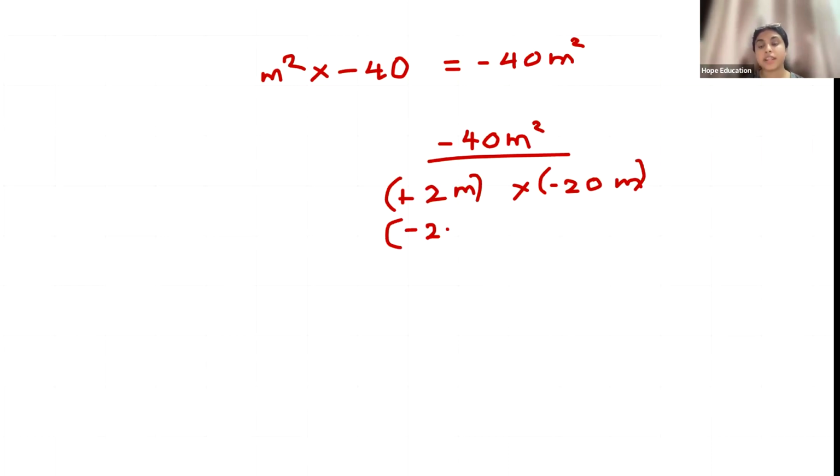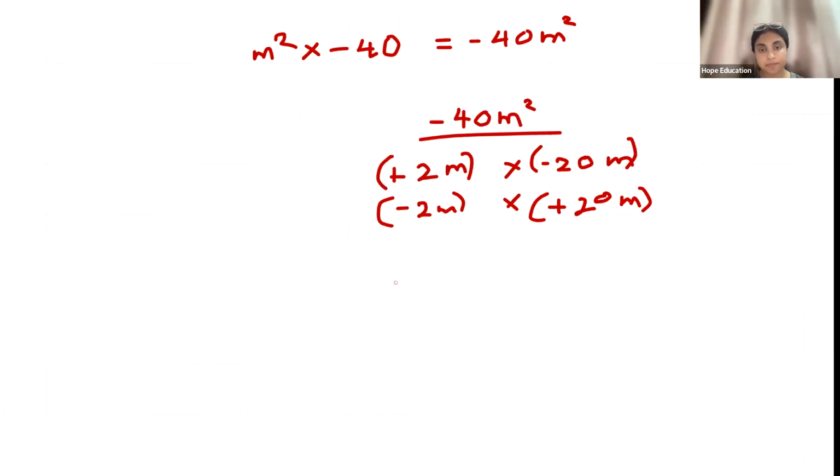So, our options are like what we wrote before, right? 1 times 40, 2 times 20 is what we wrote here, then 4 times 10, 5 times 8. Or you can write 2 options with different signs, plus and minus. So, another one, as we said, 4 times 10. So, plus 4m multiplied by minus 10m or minus 4m multiplied by plus 10m.